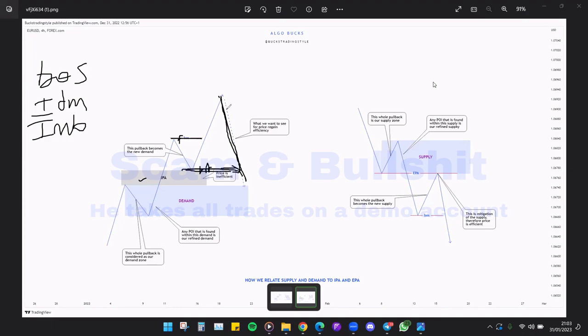Okay. So then when price comes down, takes this inducement, and price comes down to this level, this IPA then becomes EPA. Yes. Why? Because this high has been mitigated by this low right here. And when it becomes EPA, remember this whole pullback is our demand. Price is also mitigating the demand zone and is ready to go up. Do you understand this? Yes.